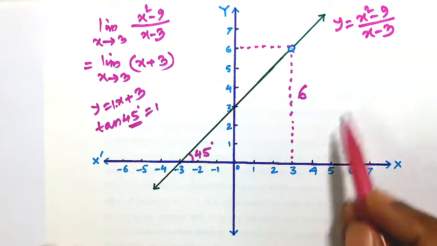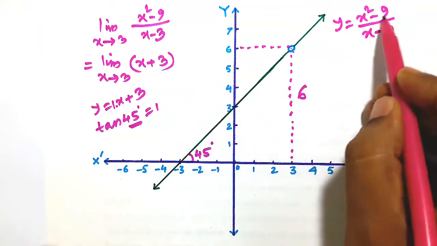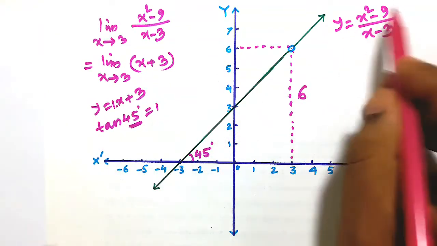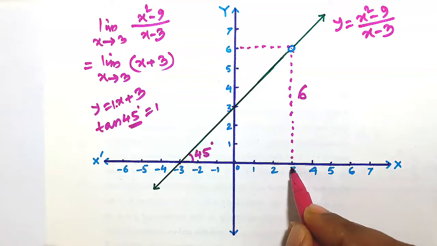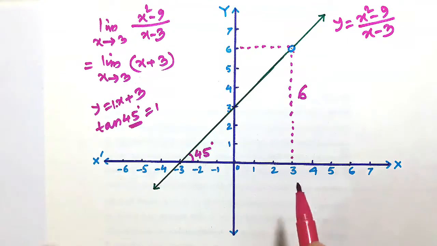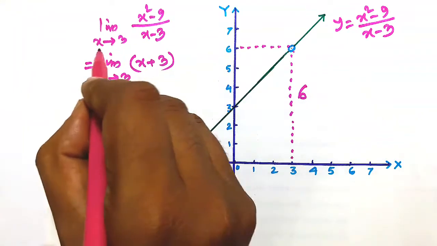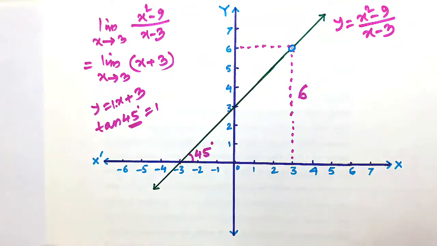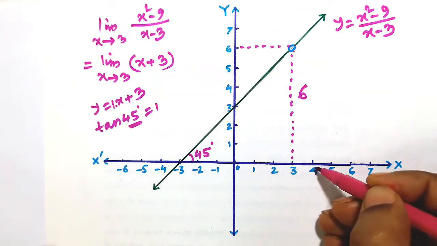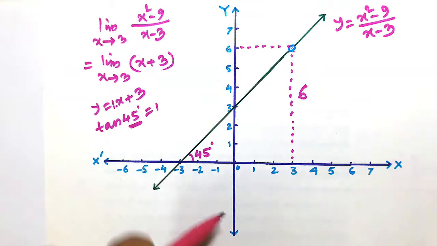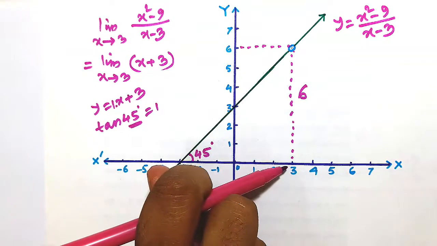And one thing is very important. This function is y equal to x square minus 9 divided by x minus 3, and this function is not defined at the point x equal to 3. Now we take the limiting value. This is x tends to 3. So x is tending to 3. It may approach from the right side of 3 or from the left side of 3.